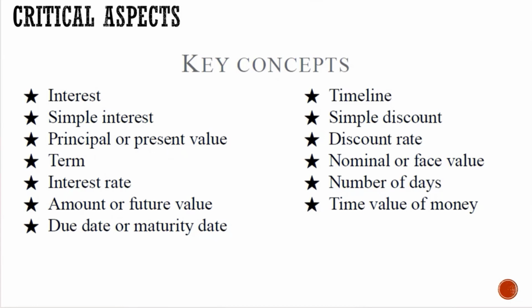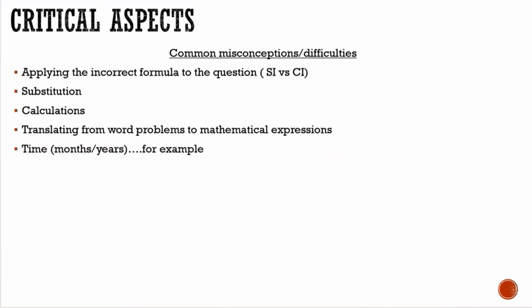And then we've got time value for money. I've got some examples on time value for money, so then you can be able to see, when you've got different periods, how you manipulate the concept of time value for money. Okay, what are the common misconceptions that we have identified with this concept of simple interest and discount?